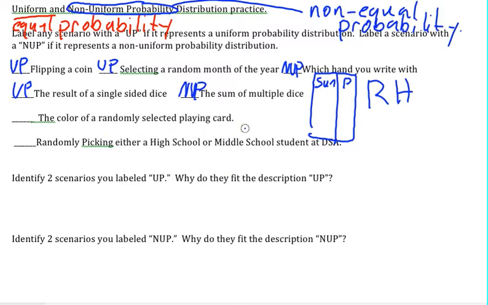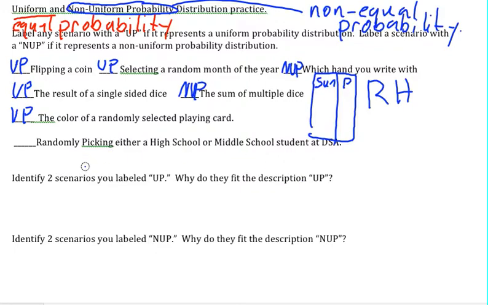The color of a randomly selected playing card. There are 52 playing cards. Half of them are black, half of them are red. So this is kind of like a coin flip. You have a 50-50 chance, regardless of whether you're trying to draw a black card or a red card. So this is a uniform probability scenario.